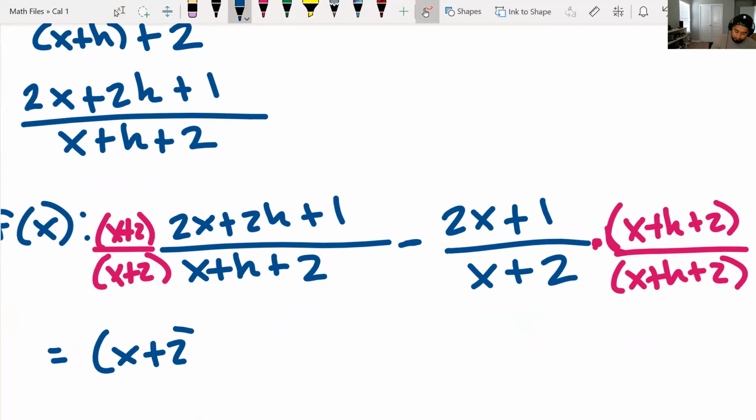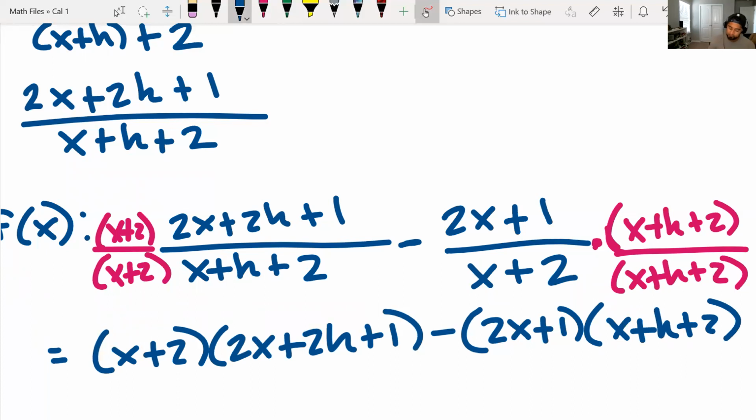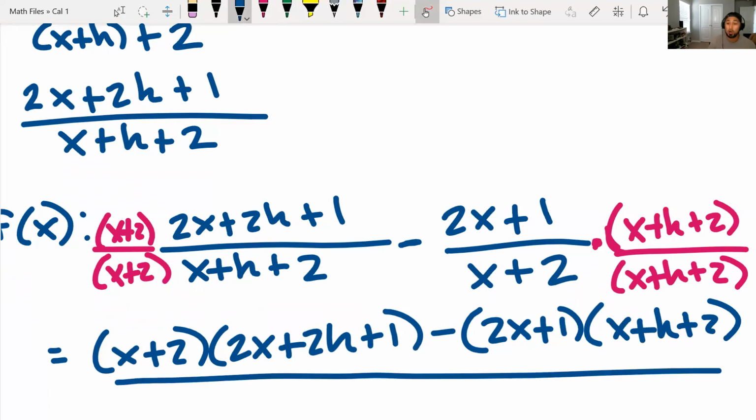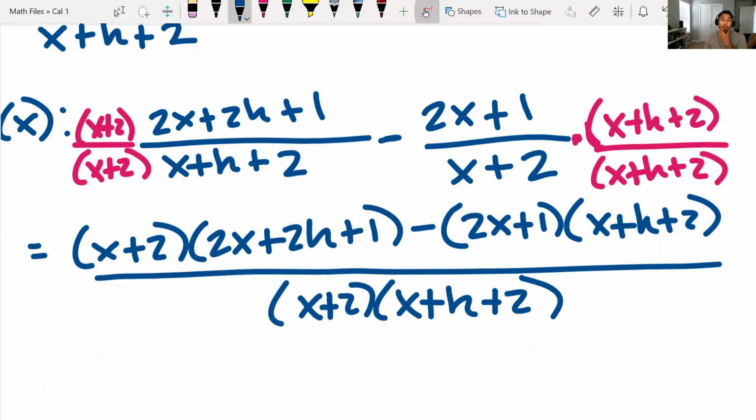We'll get x plus 2 times 2x plus 2h plus 1 minus, now I'll bring in my parentheses, 2x plus 1 times x plus h plus 2, all over x plus 2 times x plus h plus 2. Ooh, yay, fun, right? Now, we're going to do lots of distributing in the numerator.